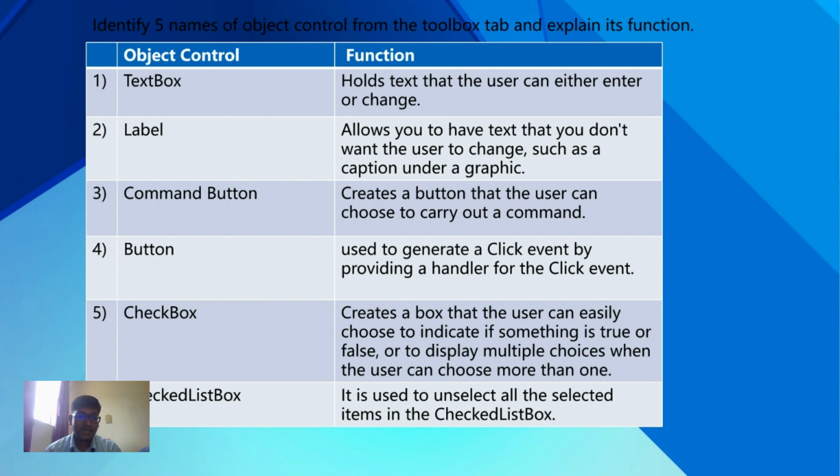And the fourth is button. This is used to generate a click event by providing a handler for the click event. Checkbox is to create a box that the user can easily choose to indicate if something is true or false, or to display multiple choices when the user can choose more than one. Checklist box is used to unselect all the selected items in the checklist box.